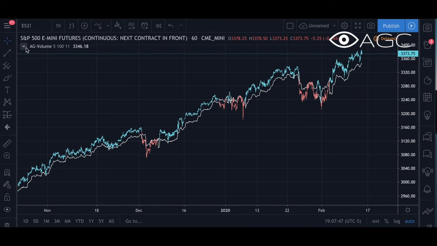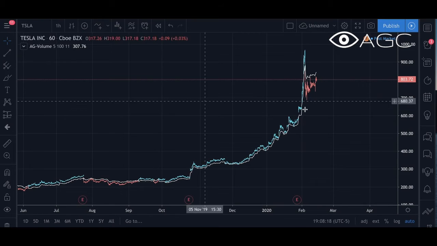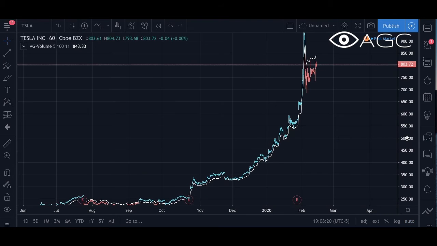Now, let's look at the S&P 500 E-mini futures. Over here, this is from October 2019. As you can see, very bullish, very bearish, a little bit bearish, very bullish, bearish, bullish, bearish, bullish, a little bit bearish. This may have been a tiny loss, but you would have definitely made more than you would have lost.